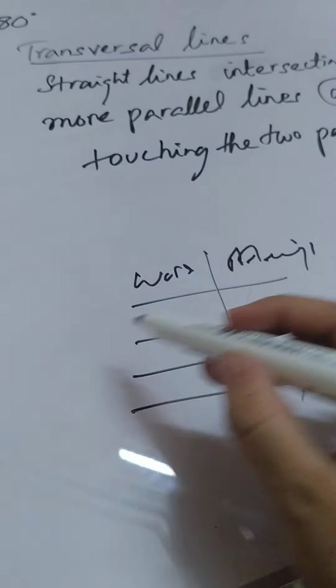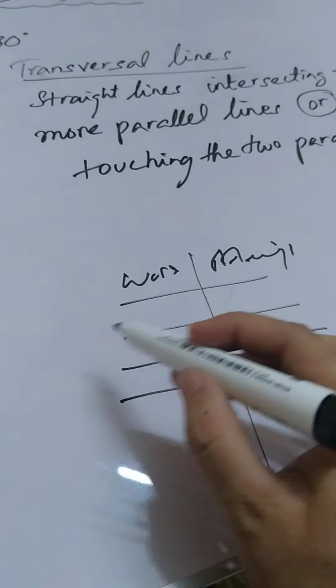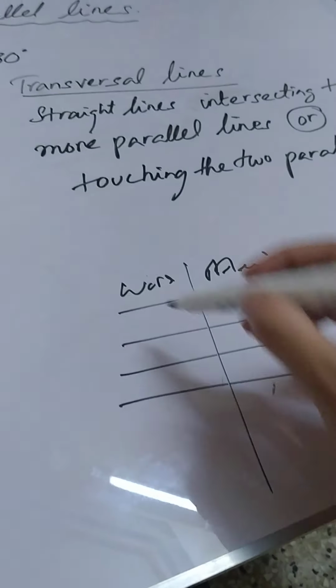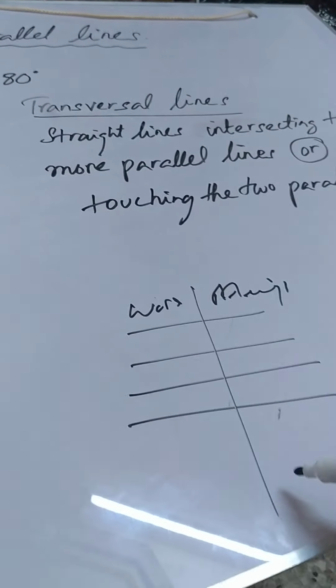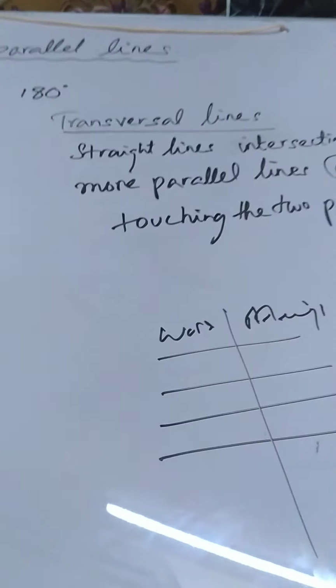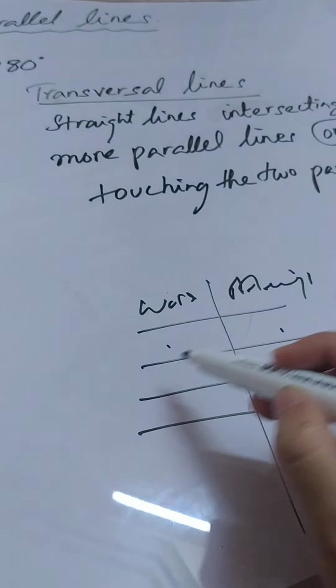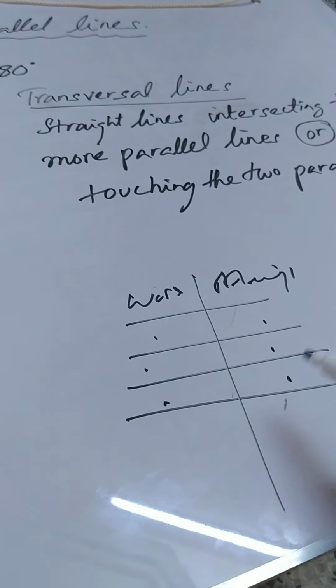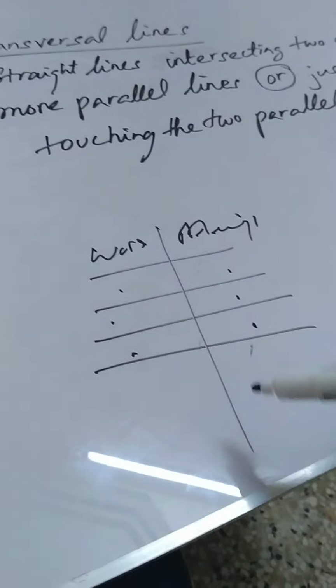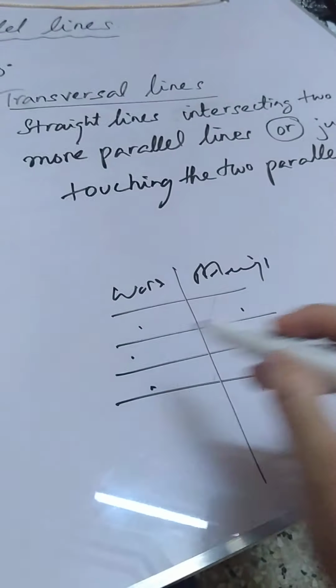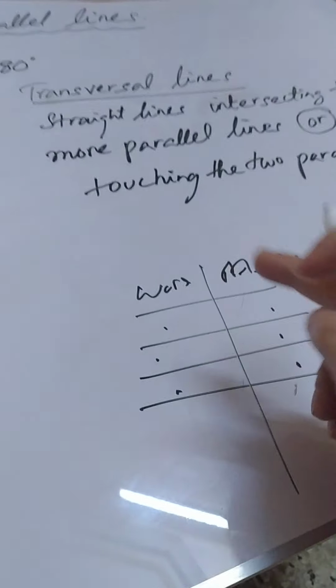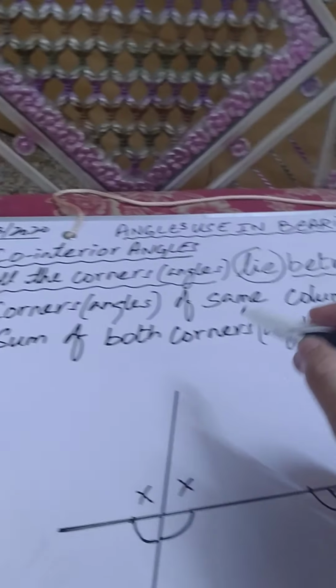So look here, in your copies, in your register, all these lines are horizontal to each other. So this vertical line is a transversal. This vertical line makes 2 columns, one for word, one for meaning. So remember guys, this transversal cuts all these parallel lines and makes columns here. Have you seen it? So guys, look here, what I said, corners of same column.